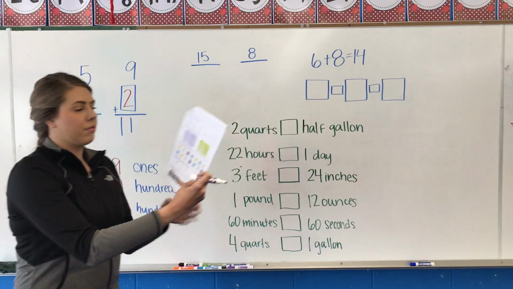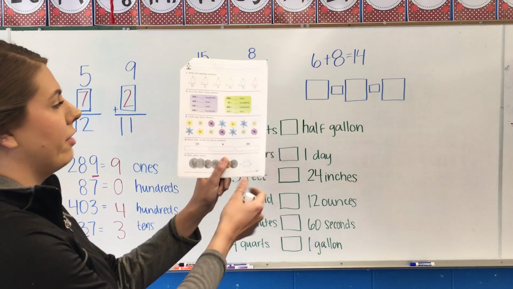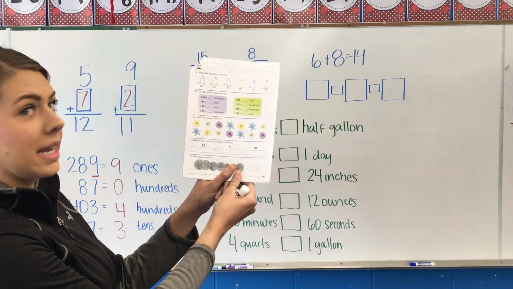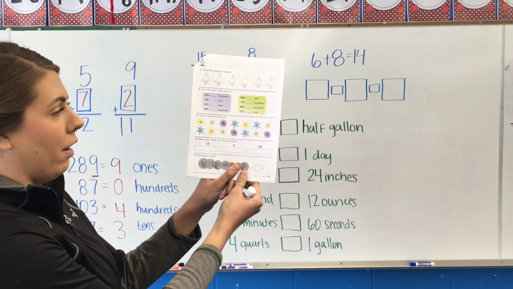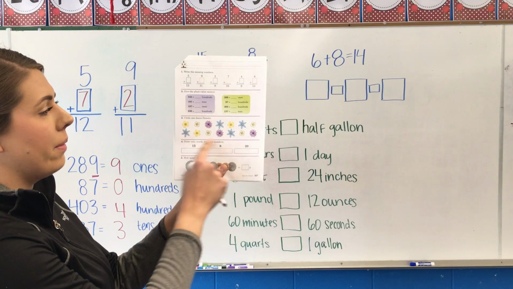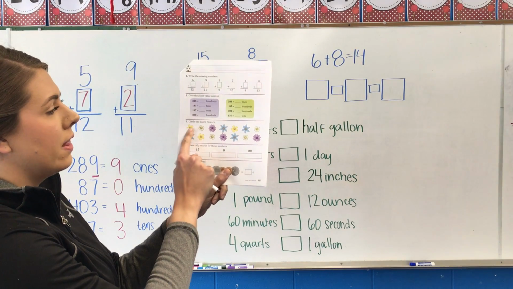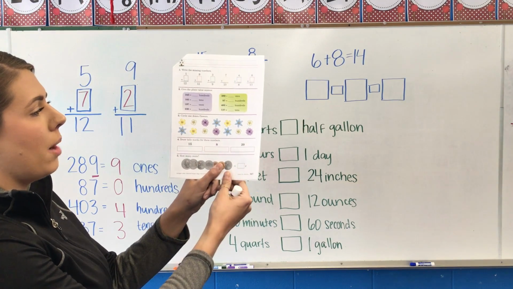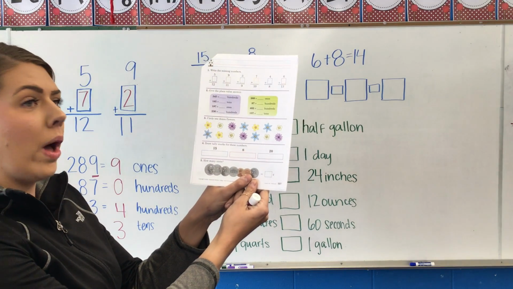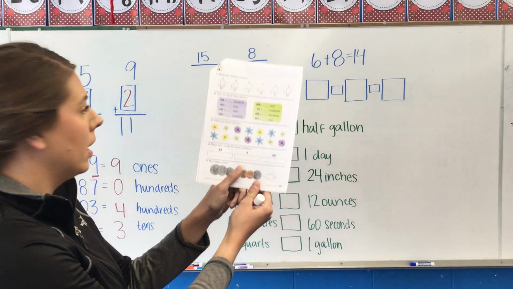And here, number 3, it just says circle 1 dozen flowers, and we know that a dozen, like a dozen eggs, is 12. So if you circle 12 flowers in any kind of order, you could circle this whole top row and then a few more on the bottom, but you need to have 12 flowers circled.